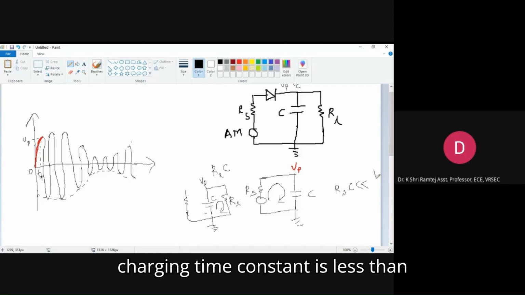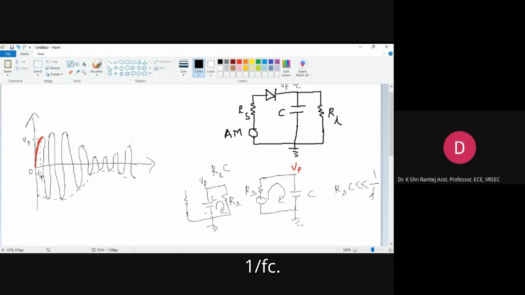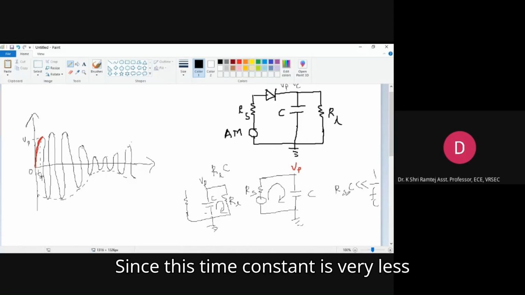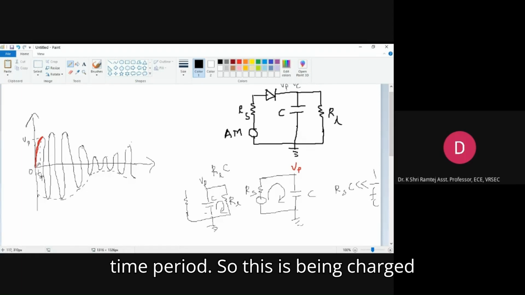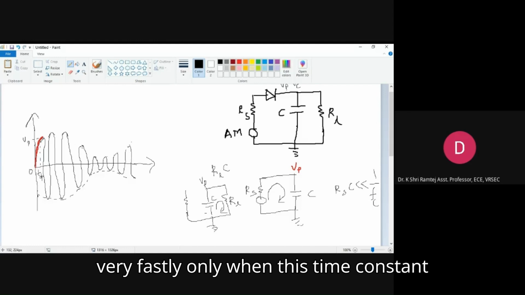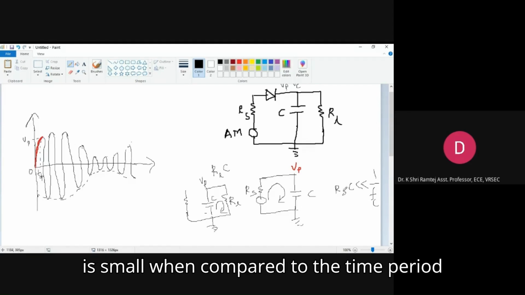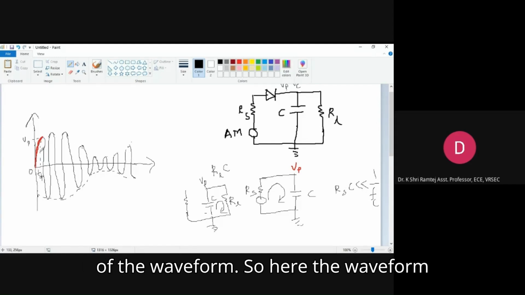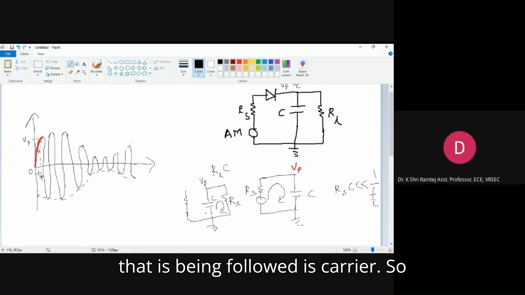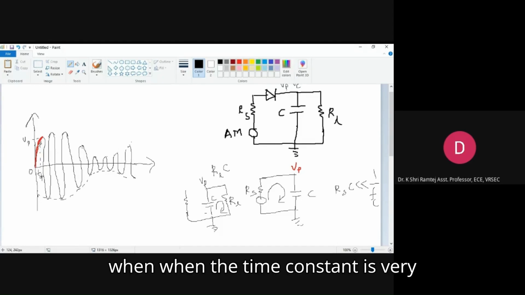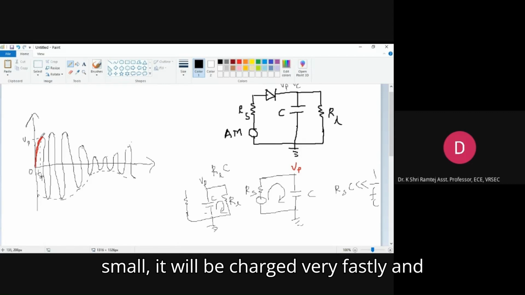Charging time constant is less than 1 by Fc. Since this time constant is very small when compared to one carrier time period, it is charged very fast. Only when this time constant is small when compared to the time period of the waveform. So here the waveform that is being followed is the carrier. So when the time constant is very small, it will be charged very fast.